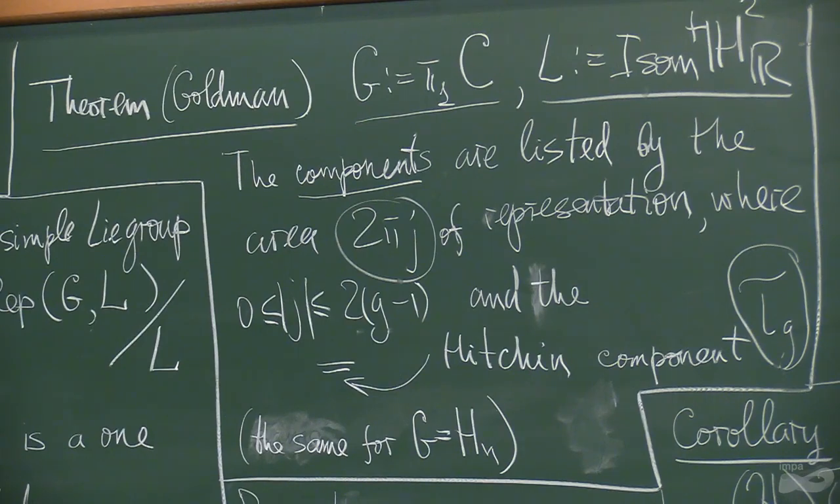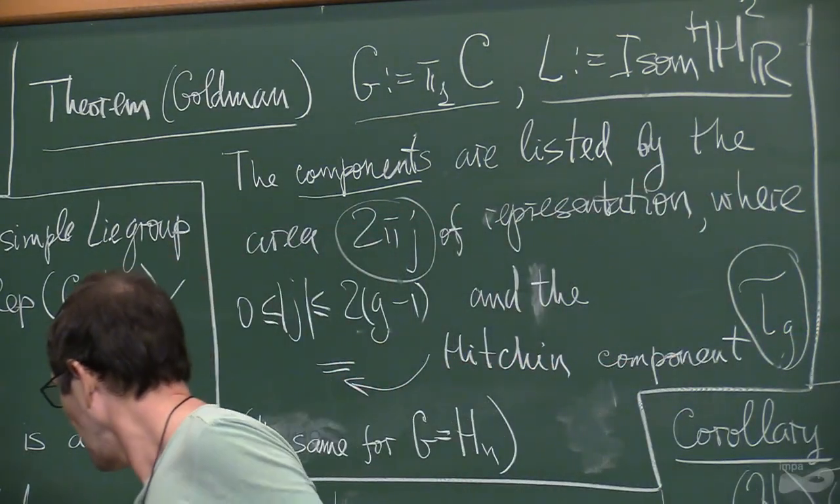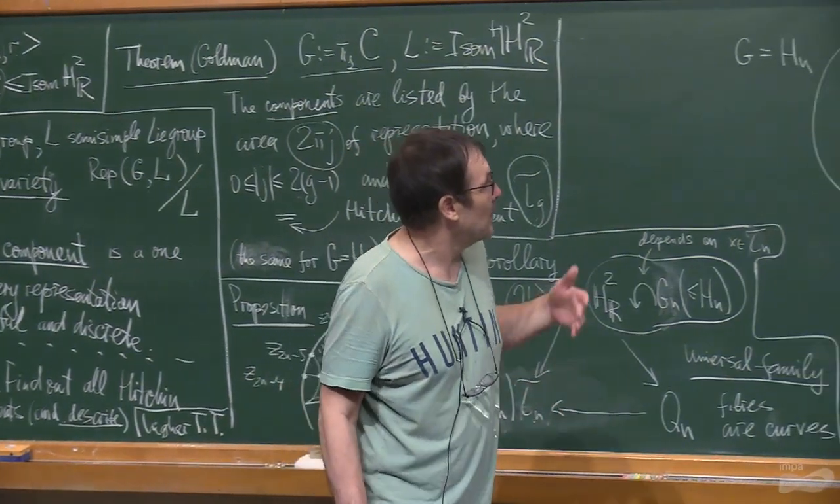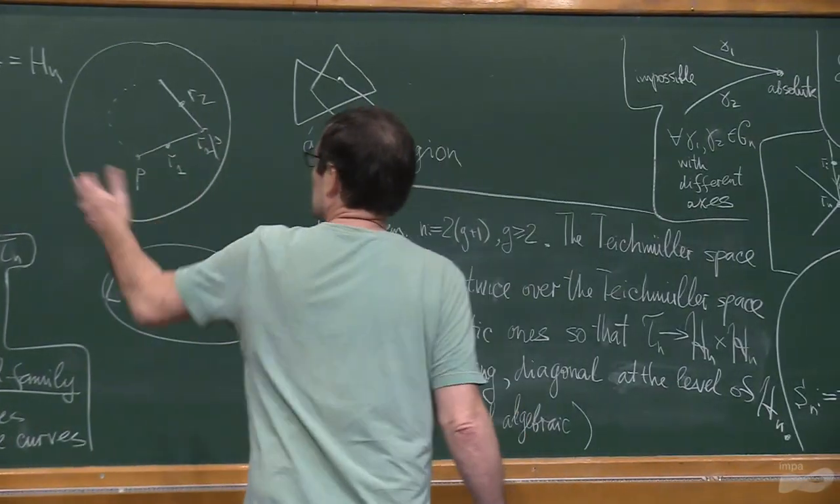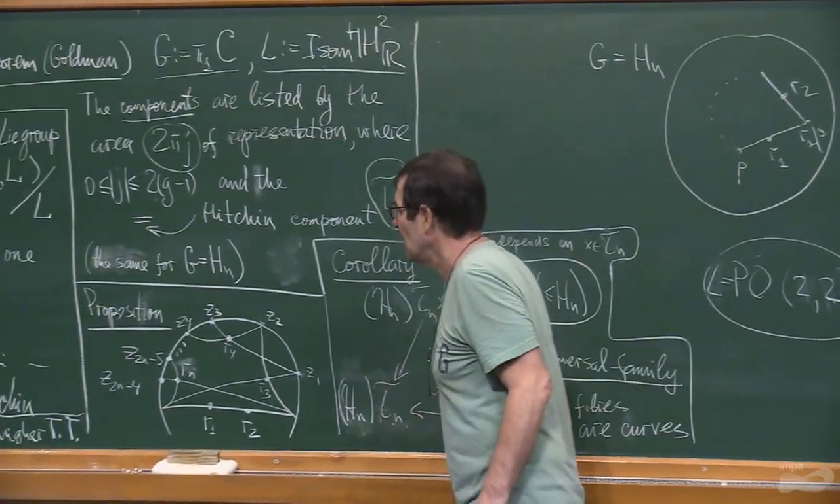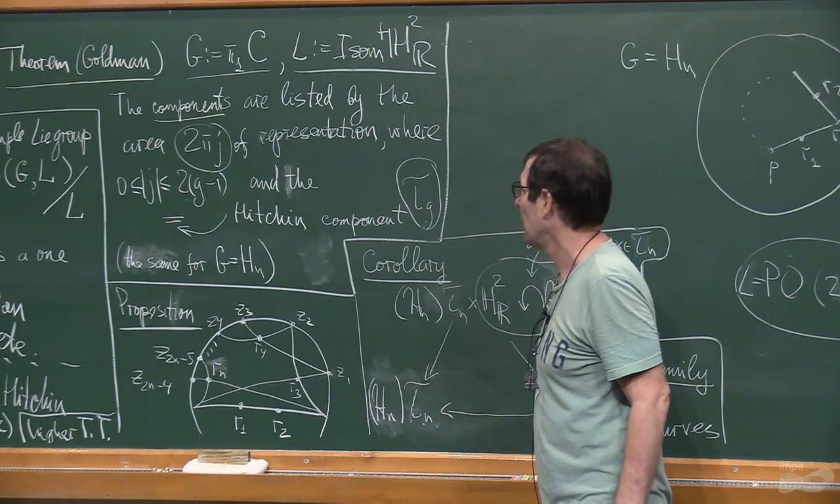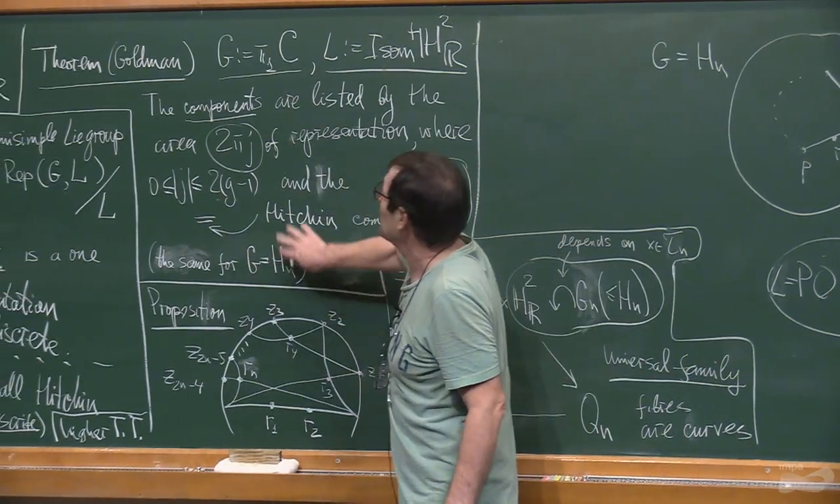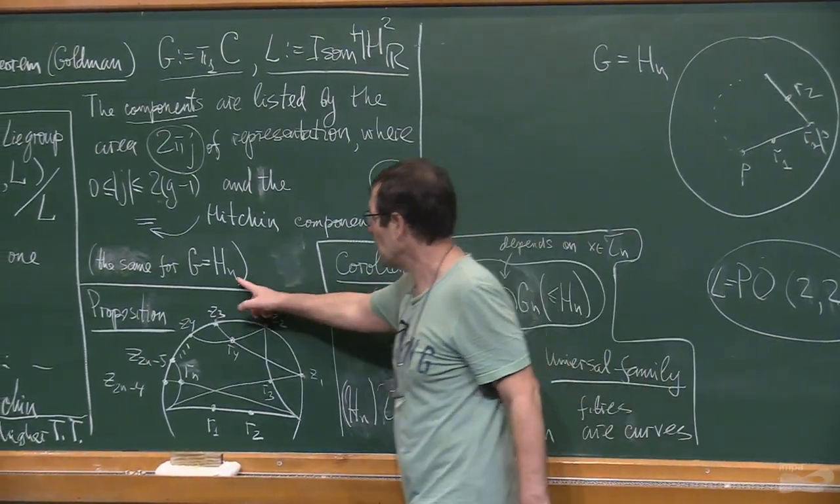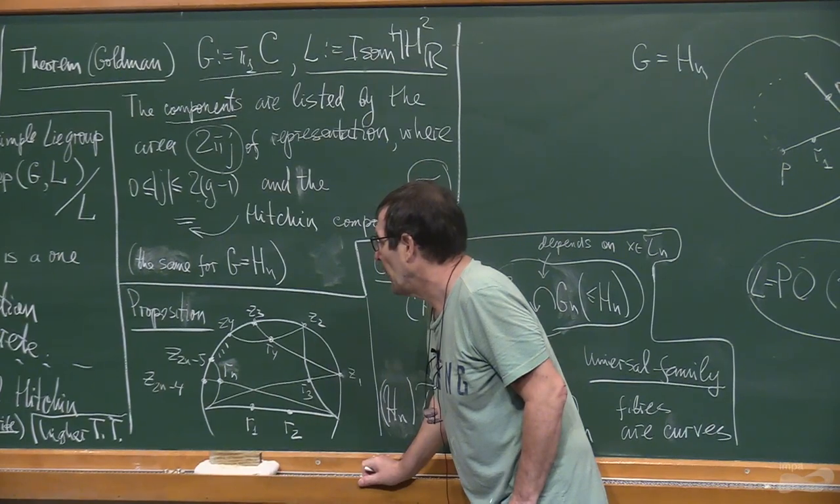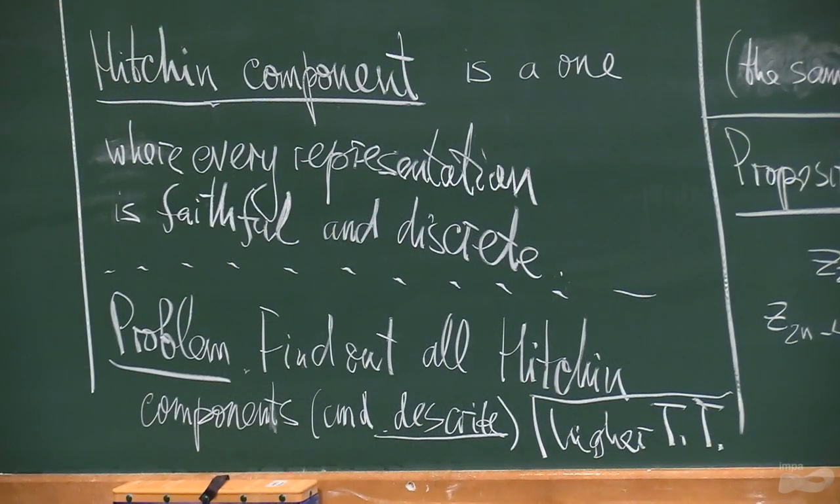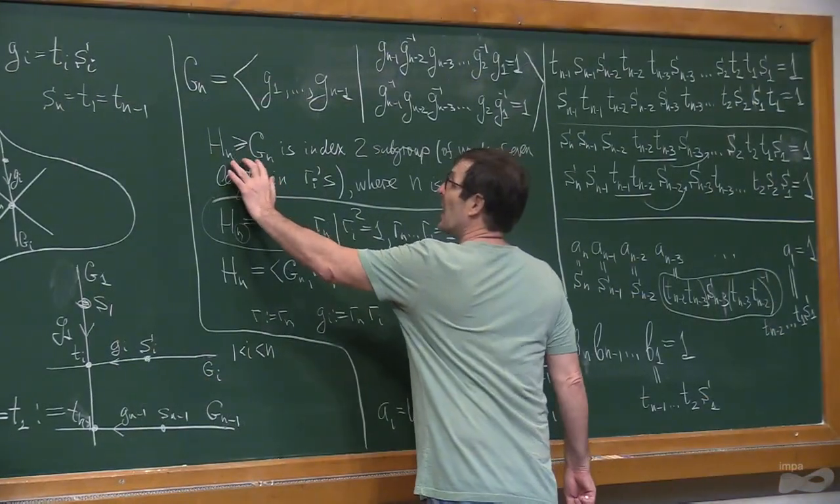Okay. Now I'll go to this part. We find all Hitchin components in this classical case. And I would like to describe, well, a similar effect can be shown for the hyperelliptic group. Well, maybe this is a good moment to discuss how the surface group is sitting inside of the hyperelliptic group.